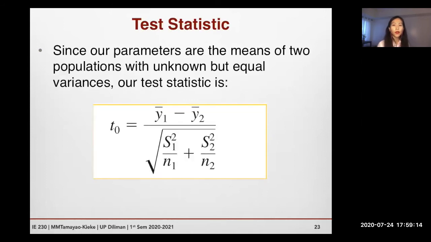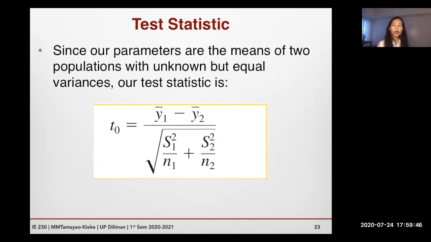Now, going back to our Portland cement example, since our parameters are the means of two populations with unknown but equal variances, our test statistic is T naught equals y1 bar minus y2 bar over the square root of the quantity s1 squared over n1 plus s2 squared over n2.